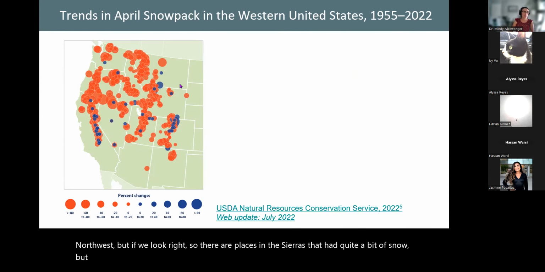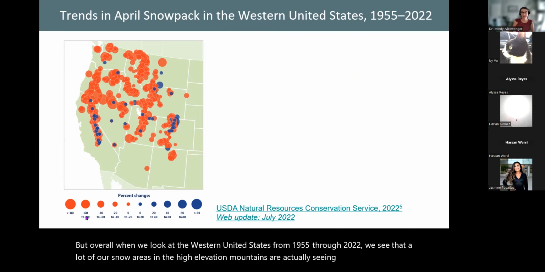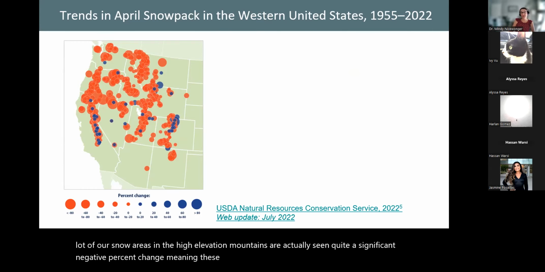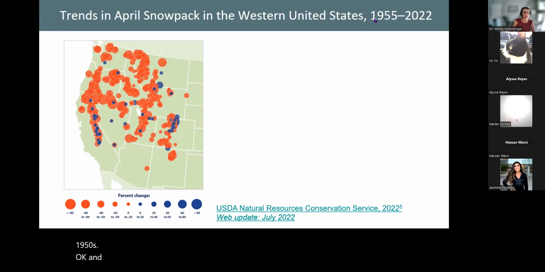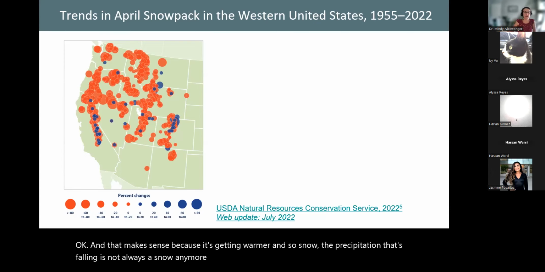But overall, when we look at the Western United States from 1955 through 2022, we see that a lot of our snow areas in the high elevation mountains are actually seeing quite a significant negative percent change, meaning these places have much less snow than they used to in the 1950s. Okay, and that makes sense because it's getting warmer. And so the precipitation that's falling is not always snow anymore. Oftentimes we're getting more rainfall rather than snow.